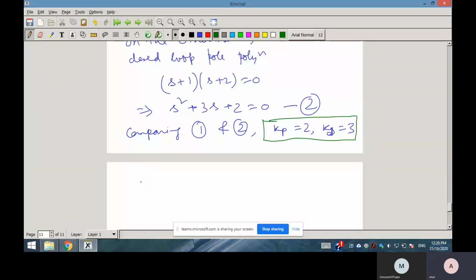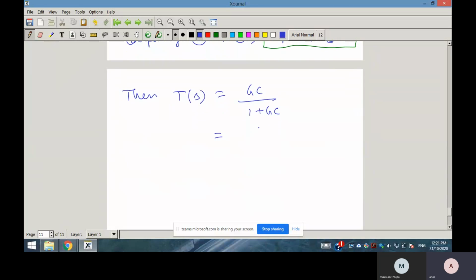So now, what is the complementary sensitivity function? T(s), the complementary sensitivity function, will be GC divided by 1 plus GC. So this is equal to what?